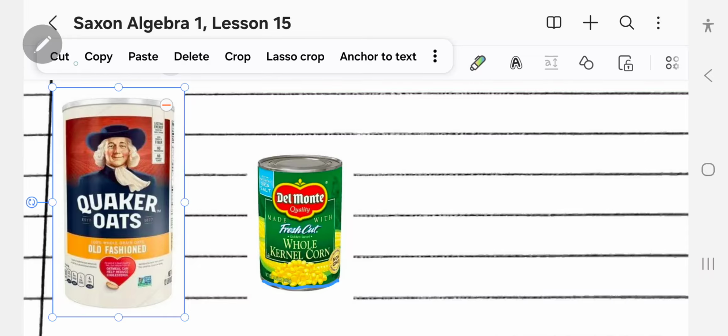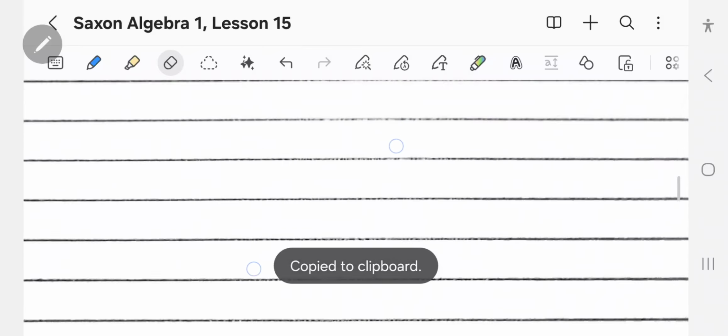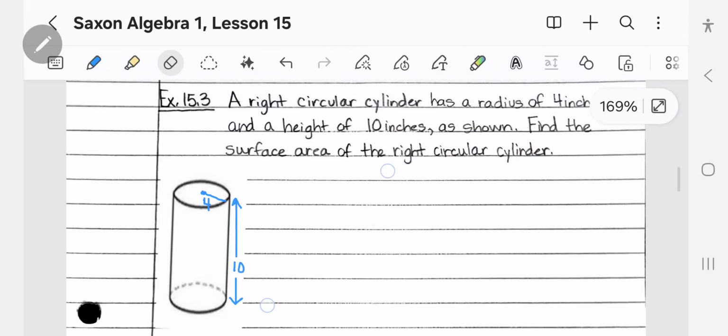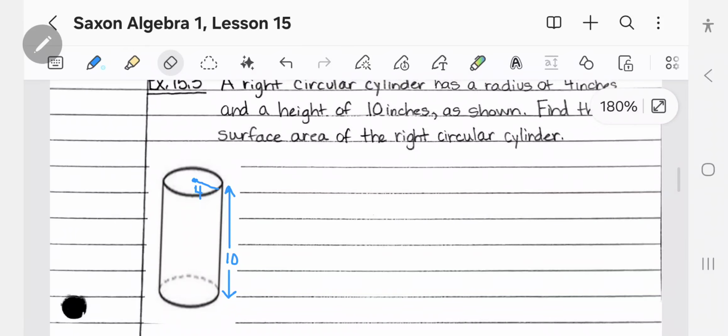So I'm going to delete that to give us some space. And I'm going to go back up here and we're going to look at the problem they gave us. So I've got it marked here. The radius of the top circle is 4, which means the bottom would also be 4. And then the height of it is 10. And these are in inches. Okay, so this is a kind of a small little circular cylinder.